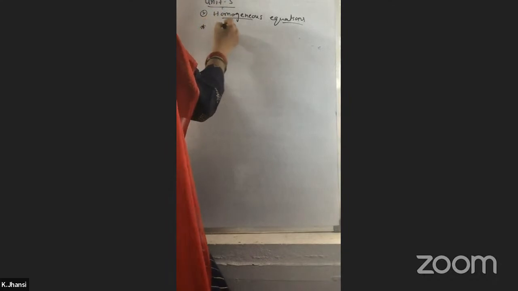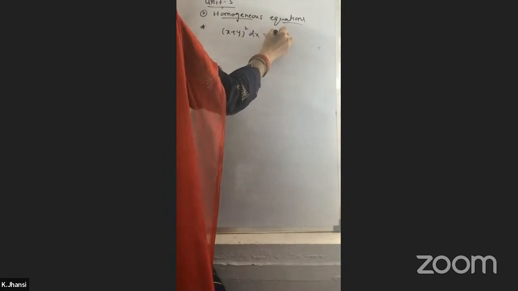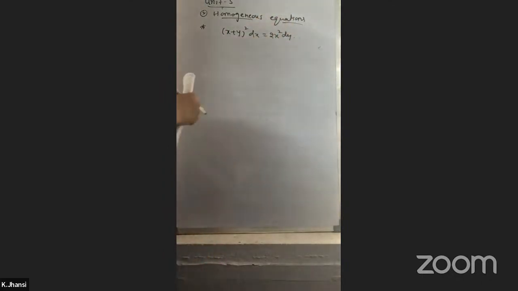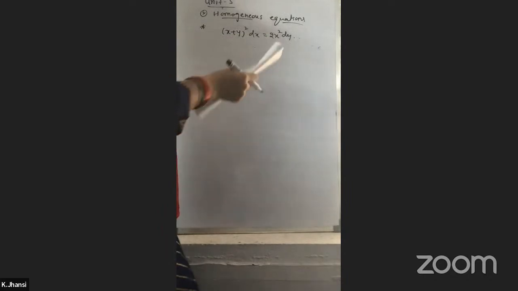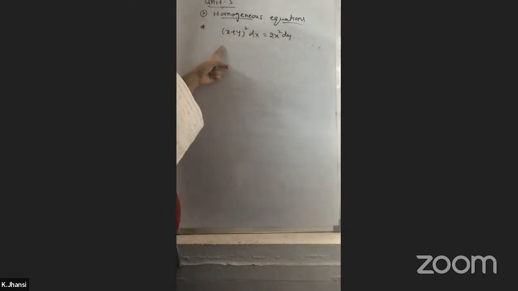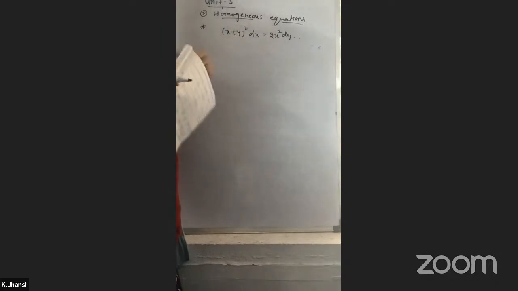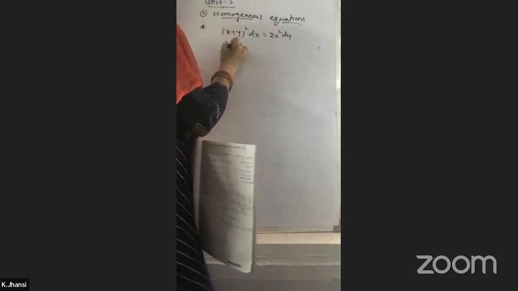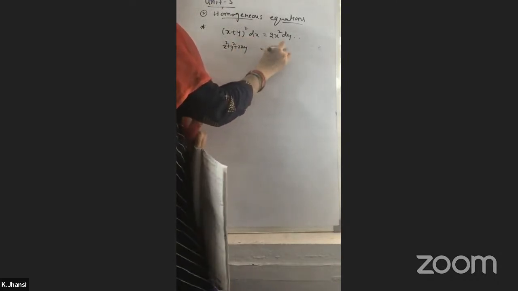So the given problem is (x plus y) whole square into dx equals 2x square into dy. You can see whether it is a homogeneous function or not. Here when you expand this, it is in the form of (a plus b) whole square, so you will get x square plus y square plus 2xy. And here 2x square is there.